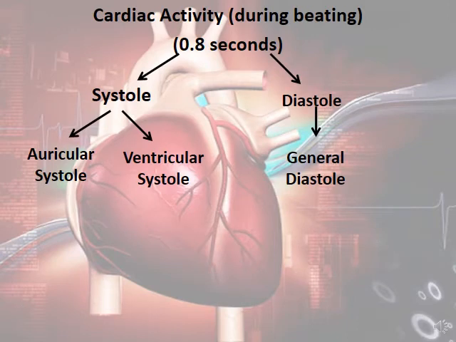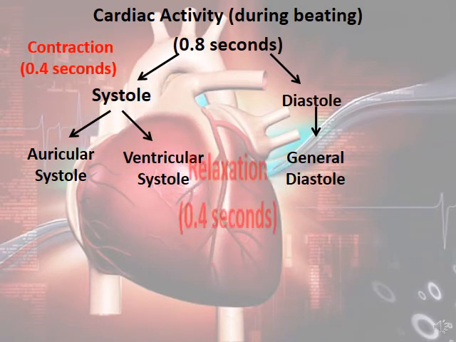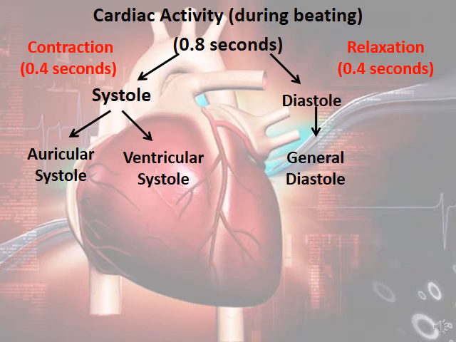As we said, every beat takes about 0.8 seconds. It is divided into something called systole and diastole. For systole, we have the auricular systole and the ventricular systole. These represent the contraction, and their time is about 0.4 seconds, while the general diastole represents about 0.4 seconds and is for the relaxation. So relaxation for 0.4 seconds and contraction for 0.4 seconds.